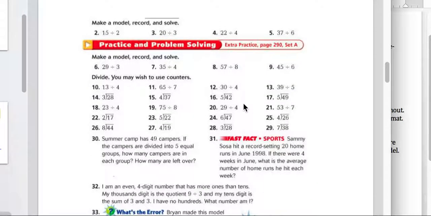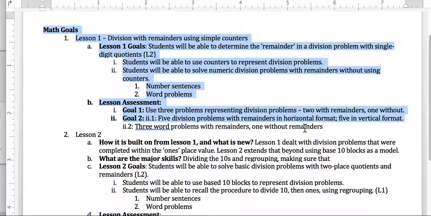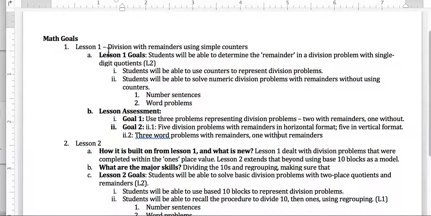What I wanted you to do then was to look at lessons 2 and 3 and think about what were the main ideas for those particular goals. For lesson 1, the way that I had it here, right, students will be able to determine the remainder in a division problem with single-digit quotients. We are going to have this as a goal going forward. Students will be able to use counters to represent division problems, and then students will be able to solve numeric division problems with the remainders without using counters. Of course, these are single-digit quotients.